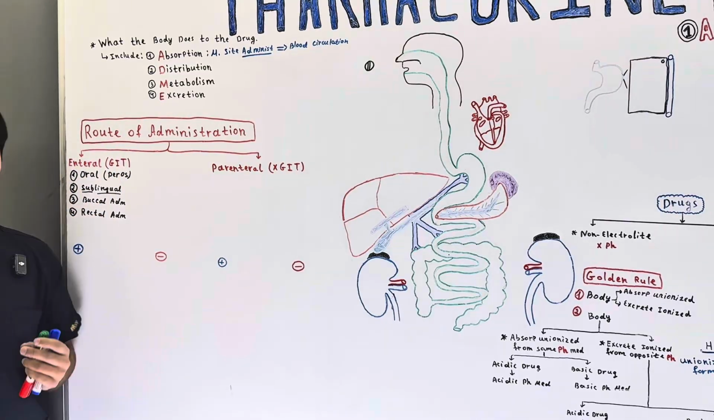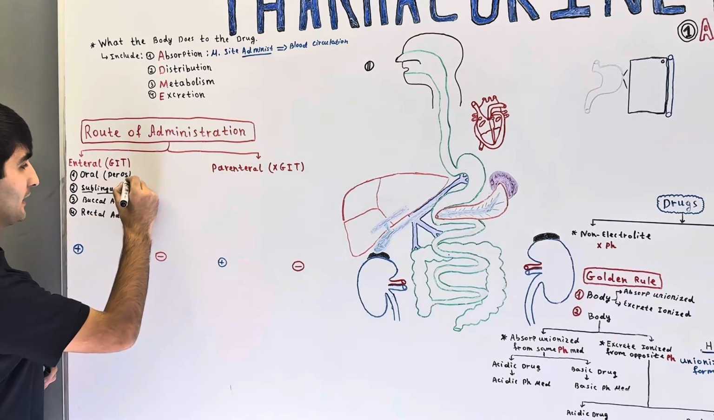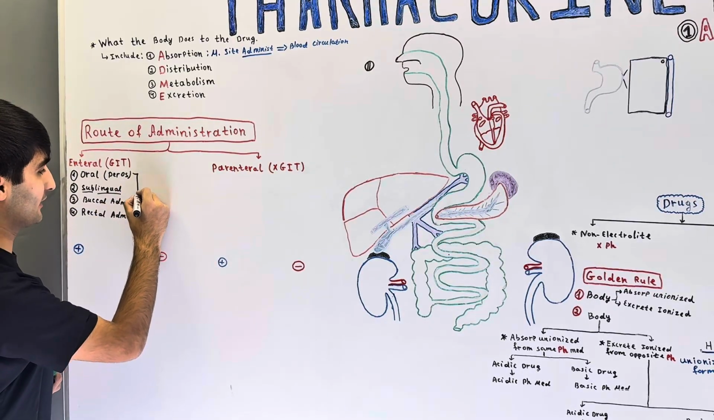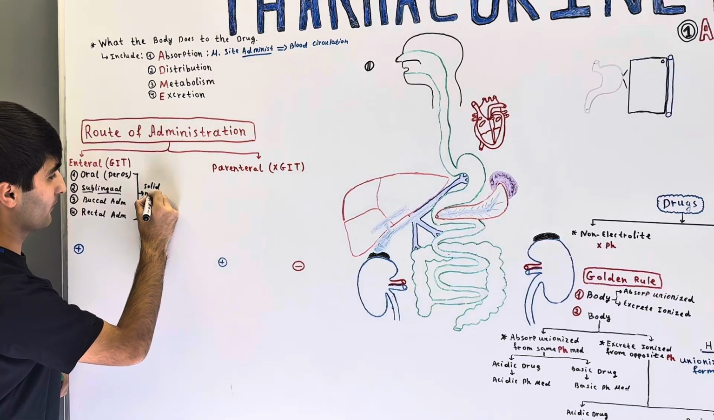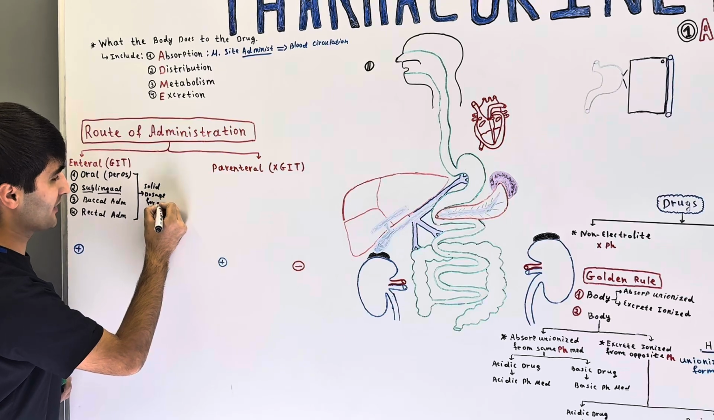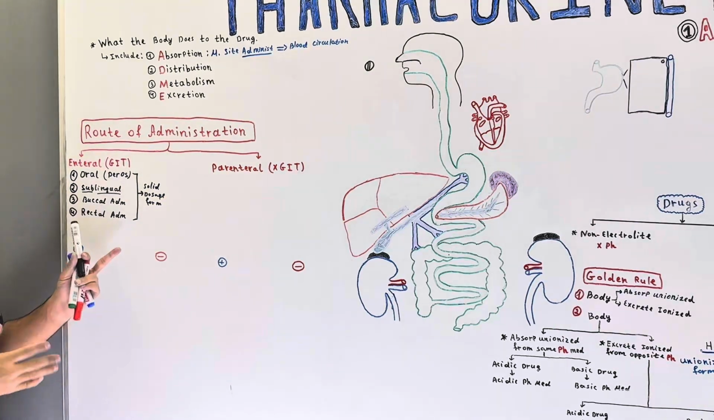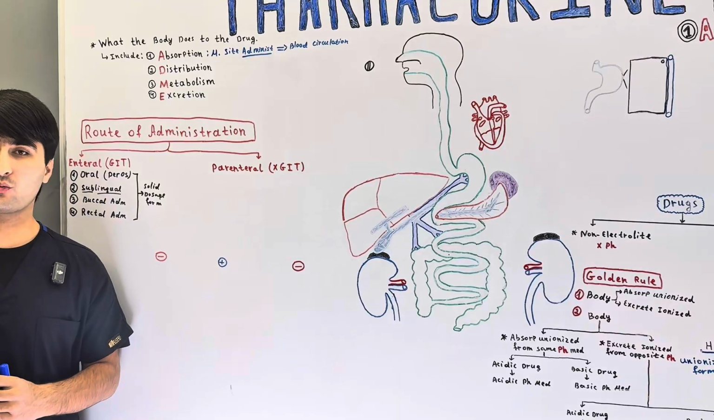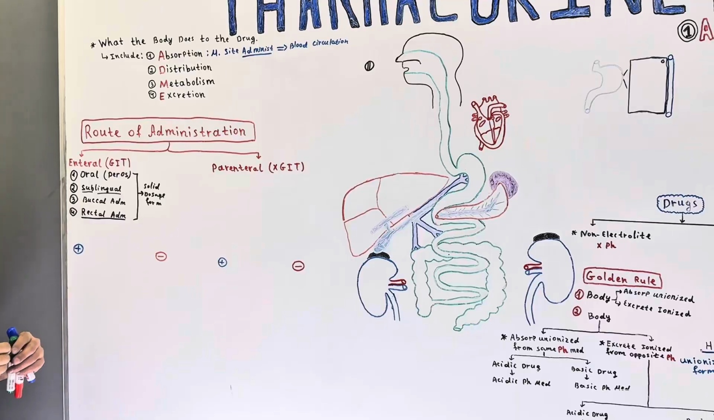Now you have to know which drugs are taken through these enteral types of administration, especially drugs in the solid dosage form. Which drugs are in the solid dosage form? Tablets, which means pills, dragees, granules, capsules, and suppositories, especially suppositories for rectal administration.